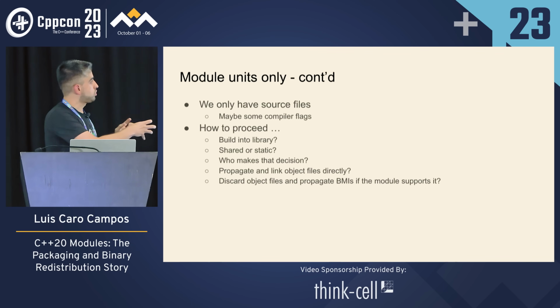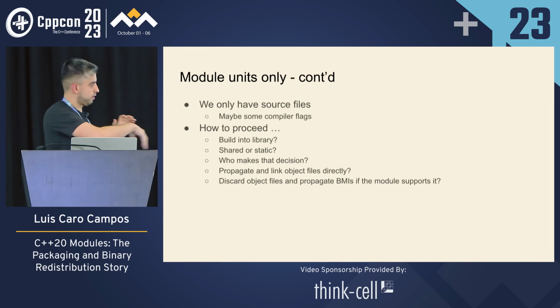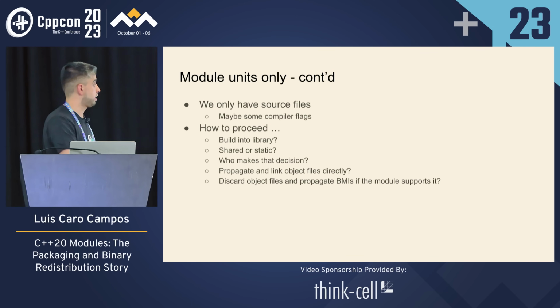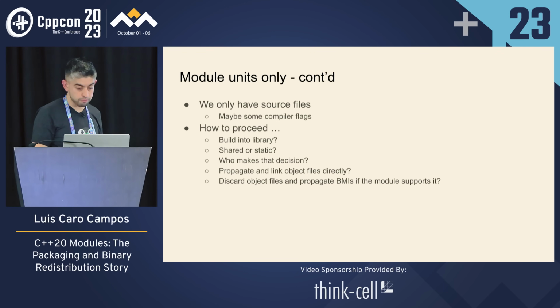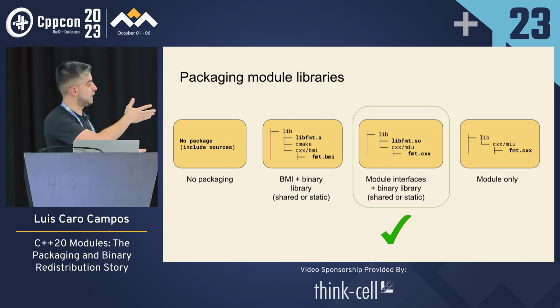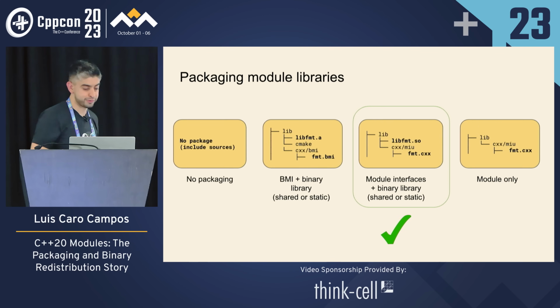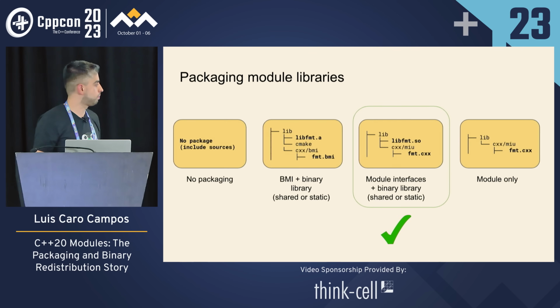So when it comes to module-only libraries, do we build it into a library? Do we propagate the object file across any executable or linked artifact that needs it? Do we discard the object files? It's hard for me to tell today. I think this approach, the module packaging, the module interfaces, and the binary libraries, is what's going to eventually happen. This is in the spirit of what the compiler vendors document when they say this needs to be generated locally to your build. Now I'm going to move to the next section of the talk, which is BMI compatibility.